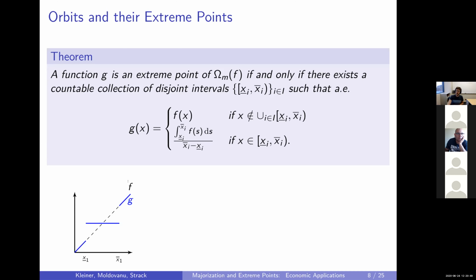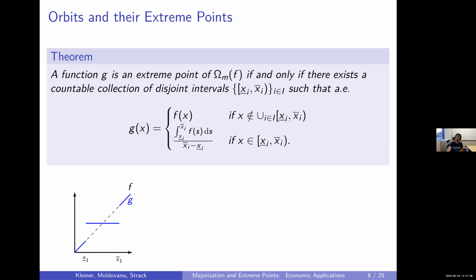Now this is an extreme point because we have one interval. On this interval, the function G is constant, and the function value of G equals the average value of F on this interval. And outside of this interval, the two functions are equal to each other. Okay, so the extreme points have a very nice structure. They could look more complicated than G, but all you need to know is really just this collection of intervals. And then you know the function will be constant on these intervals and it will equal F outside of it. Okay, is it clear what the result is saying?